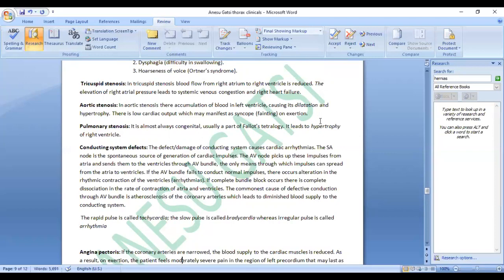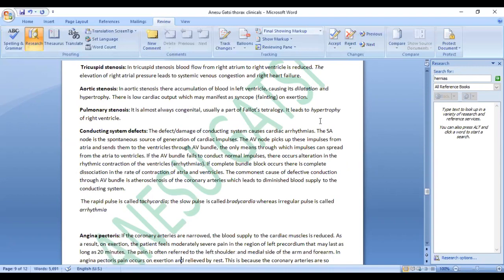So if the AV bundle fails to conduct normal impulses, you then have alterations in the rhythmic contractions of the ventricles. So you may have first degree block, second degree block, or third degree block. But if you have a complete block, you'd find that you have dissociation in the contraction between the atria and the ventricles. So the ventricles will start to contract independently of the atria, but this is insufficient to pump enough blood.